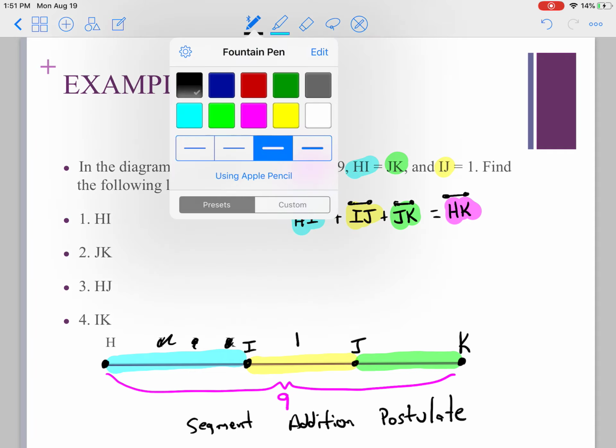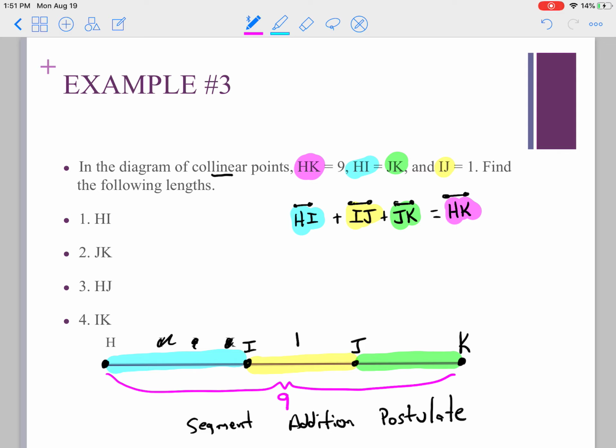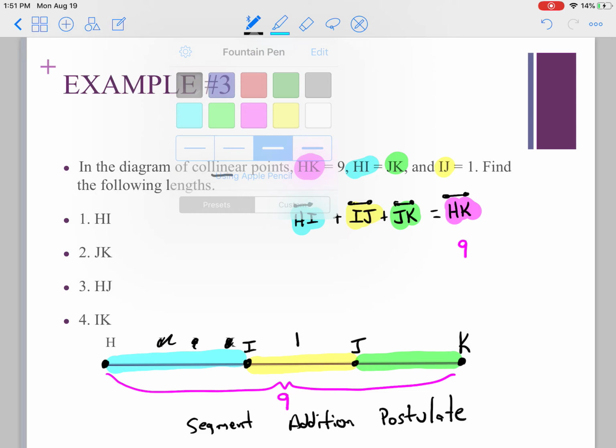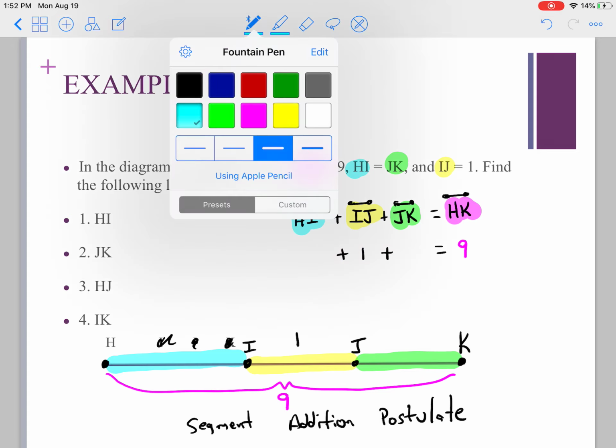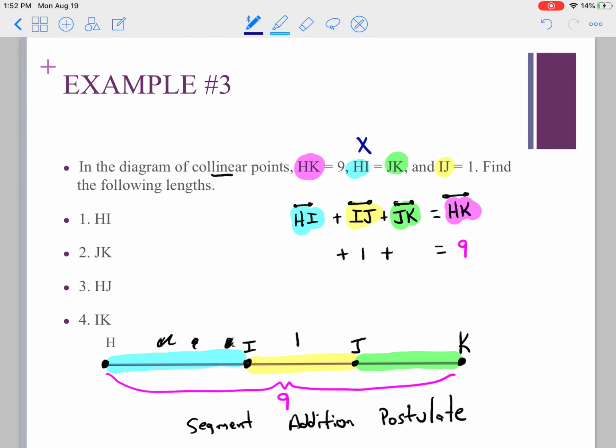Now let's label the information that we have. So now we can substitute in the values. HK, we know, has a value of 9. We've been given that. We also know that the value of IJ is 1, but that leaves us wondering what is HI and what is JK. Well, anytime in math we don't know the value of something, we represent it with a variable. So let's call HI, and we could choose any variable we want, let's go with calling it x. Okay, x represents an unknown value.